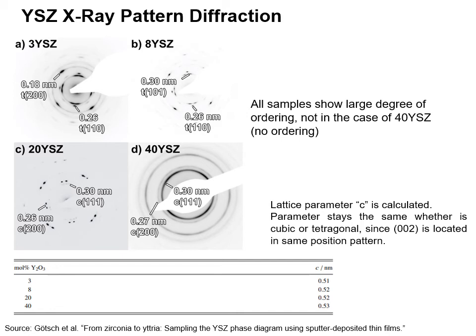All samples show a large degree of ordering, but not in the case of 40YSZ. No ordering is present. Here at the bottom you see that the lattice parameters don't change for any of the samples. For your 3, 8, and 20% it is about 0.51 to 0.53, and this is due to the plane 002 usually being located in the same position when it comes to all the percentages of yttria.